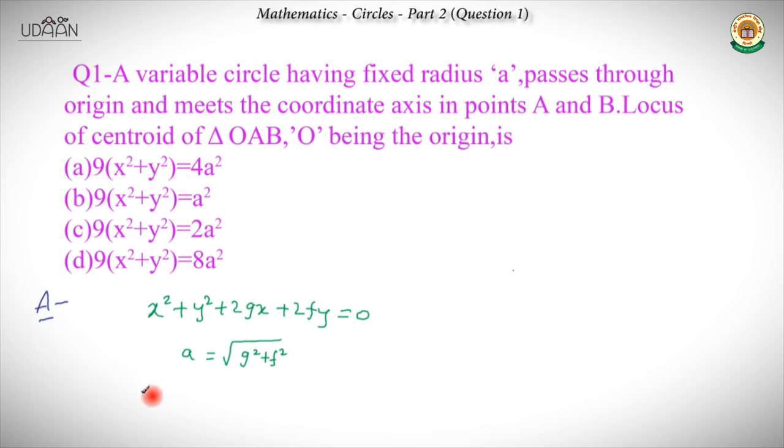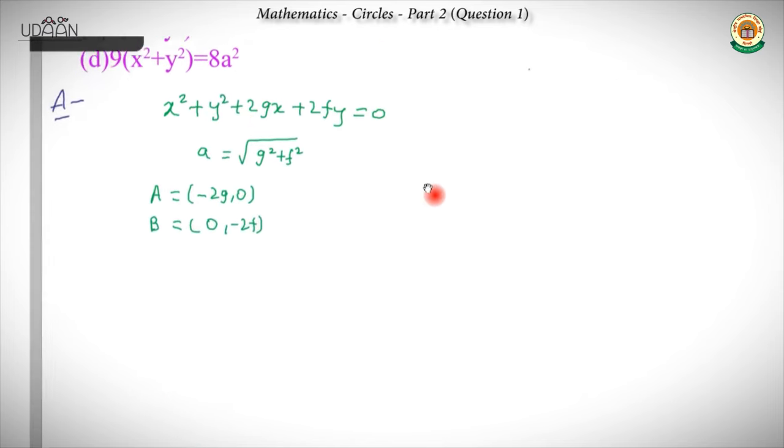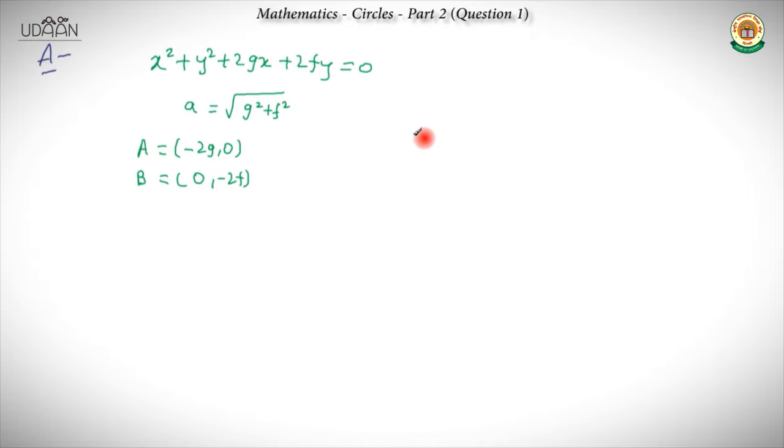The circle passes through the x-axis at point A, which is minus 2g comma 0, and the y-axis at point B, 0 comma minus 2f. It is obtained like this: at the x-axis, y equals 0, and substituting y equal to 0 in our circle equation, we get x equals minus 2g. Similarly, for the y-axis, we keep x equals 0 and get y equals minus 2f. So these are the A and B given in the question where the circle cuts the coordinate axes. And the circle also passes through the origin, which is 0 comma 0.